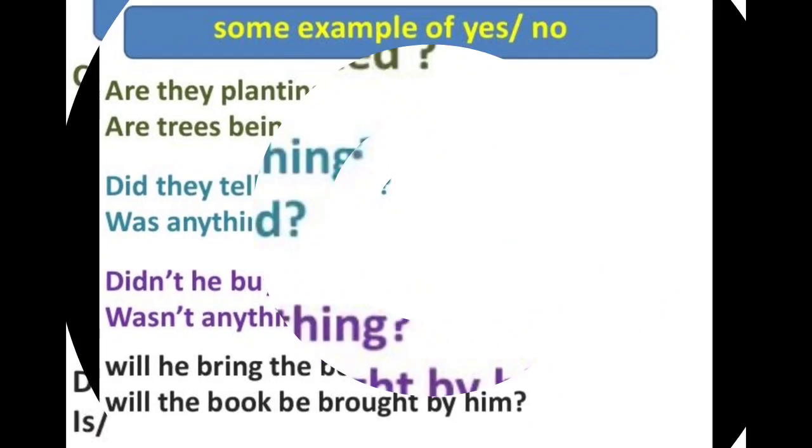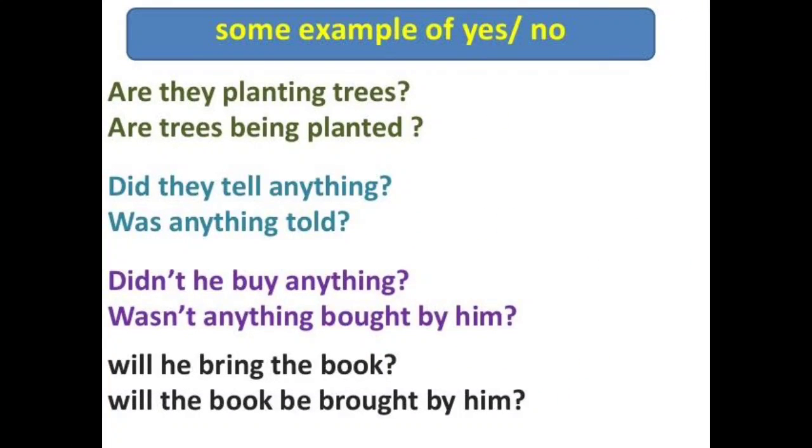Here are some other examples for yes or no questions. Look at the first one. "Are they planting trees?" In passive, "Are trees being planted?" Look at the next sentence. "Did they tell anything?" "Was anything told?" Next sentence. "Didn't he buy anything?" It is in the negative, so in passive it should also be changed into negative form. "Wasn't anything bought by him?"